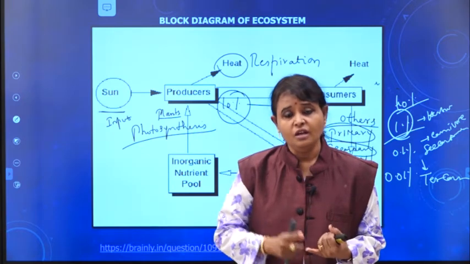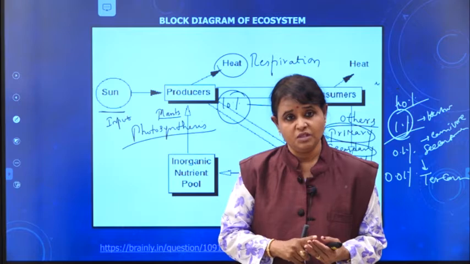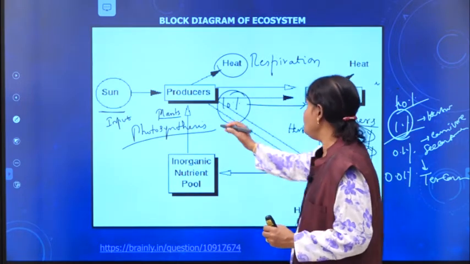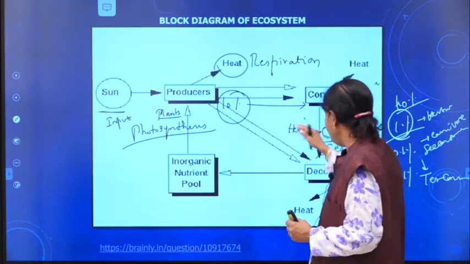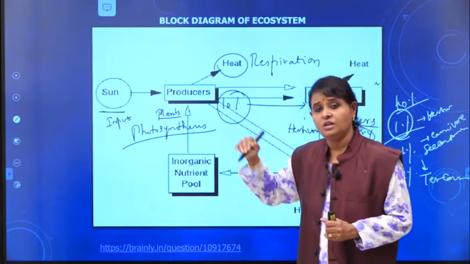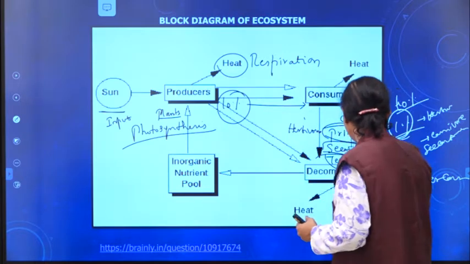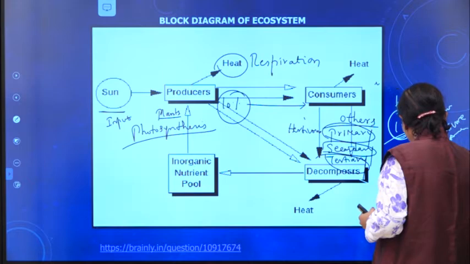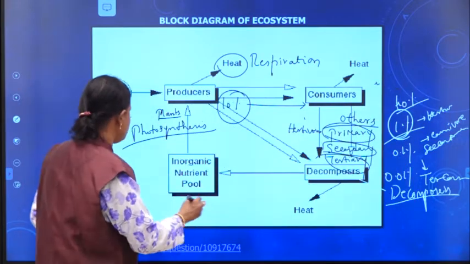I told you here: producer, primary consumer, secondary consumer, tertiary consumer. Now let us see what happened. After the death, plants will die, consumers will die. That means primary, secondary, tertiary consumers. What will happen? What are these? Decomposers. Can you give examples for decomposers? What examples can you give? Microbes.